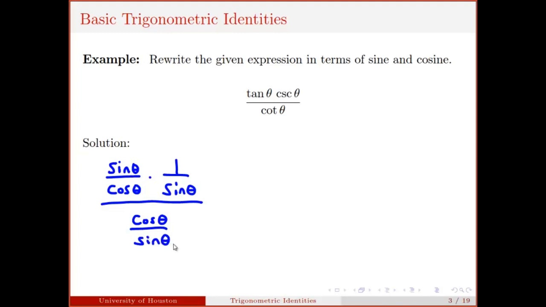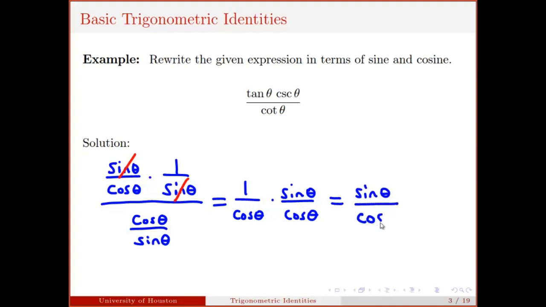We see that the sine terms in the numerator will cancel. This leaves 1 over cosine of theta in the numerator. And dividing by the fraction cosine theta over sine theta is the same as multiplying by the reciprocal of this fraction, which is sine theta over cosine theta. Multiplying these two fractions, we obtain sine theta over cosine squared theta.